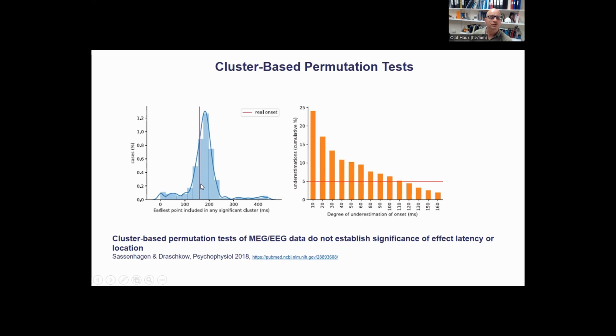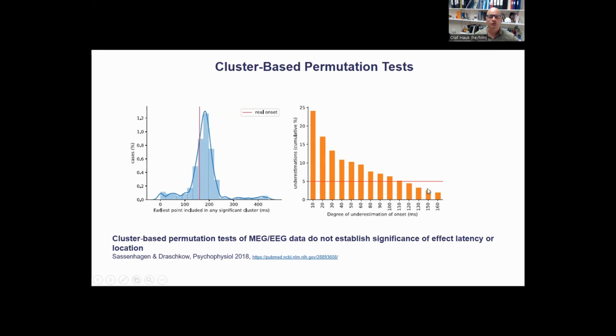So the real onset is indicated here, but if you simulate these data again and again, and every time you run your cluster-based permutation test you determine the onset, then you get a distribution that can sometimes be up to 100 milliseconds or more off the real value.